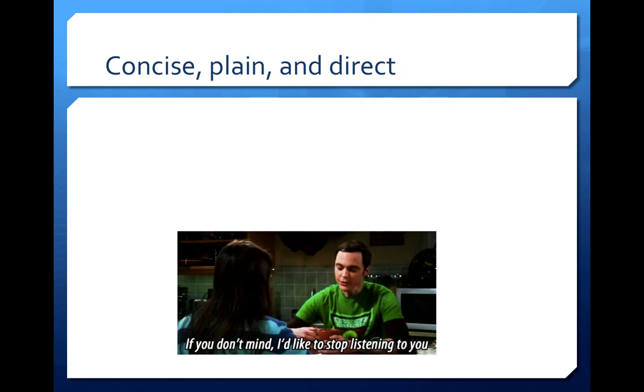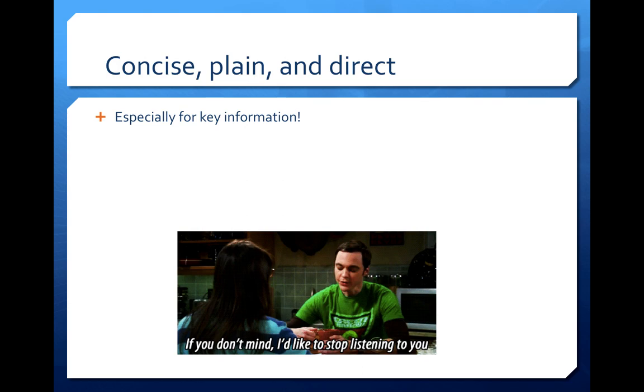Let's start with the first, concise, plain, and direct language. We don't want to use more words than we have to. We have a limited amount of time, and our audiences have a limited amount of processing space. And we also want to be straightforward and clear when we communicate. This is especially true of key information in our speeches, things like the thesis statement and the main point. We don't want to be too wordy, and we don't want to be confusing with that information. We want to be as clear as possible.